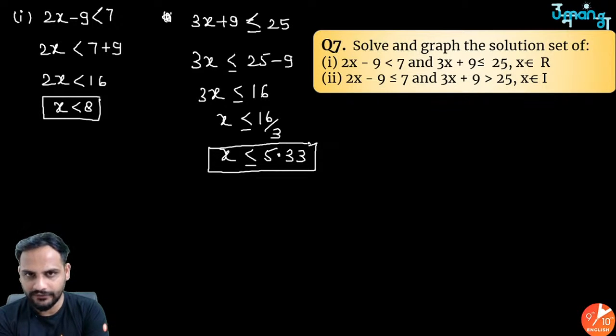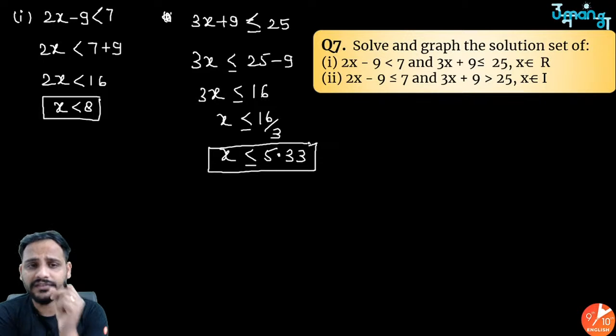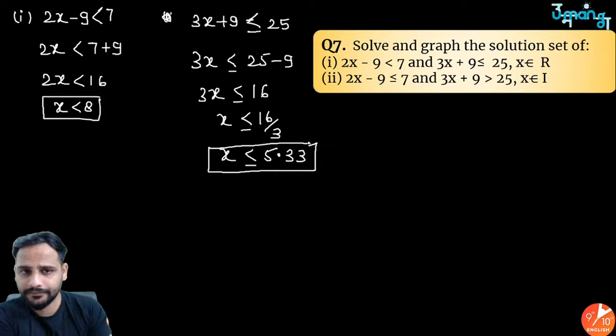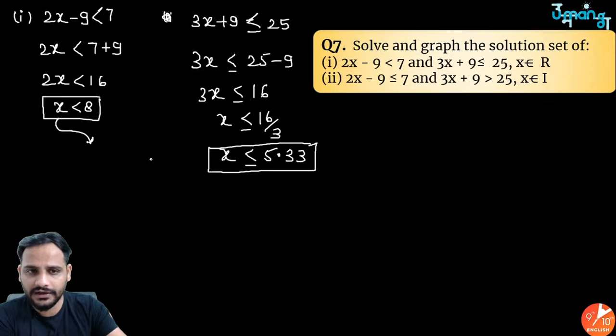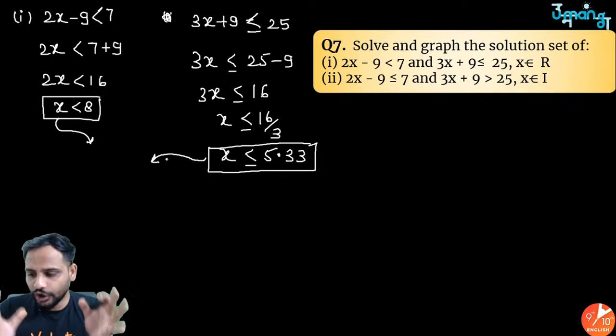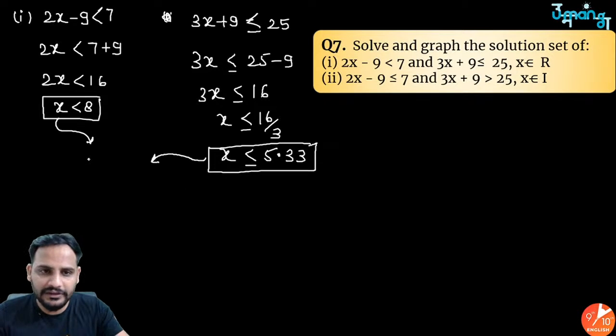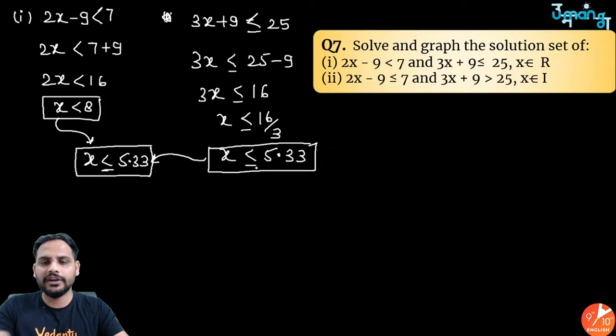Now look, beta, what do I get from here? Equation 1 says x should be less than 8. Equation 2 says x should be less than or equal to 5.33. So the common solution for both of these will be x less than or equal to 5.33, because all the values which are less than or equal to 5.33 will be less than 8 as well. But all the values less than 8 are not necessarily less than 5.33. For example, 7 is less than 8 but not less than 5.33. So less than or equal to 5.33 is the common solution.